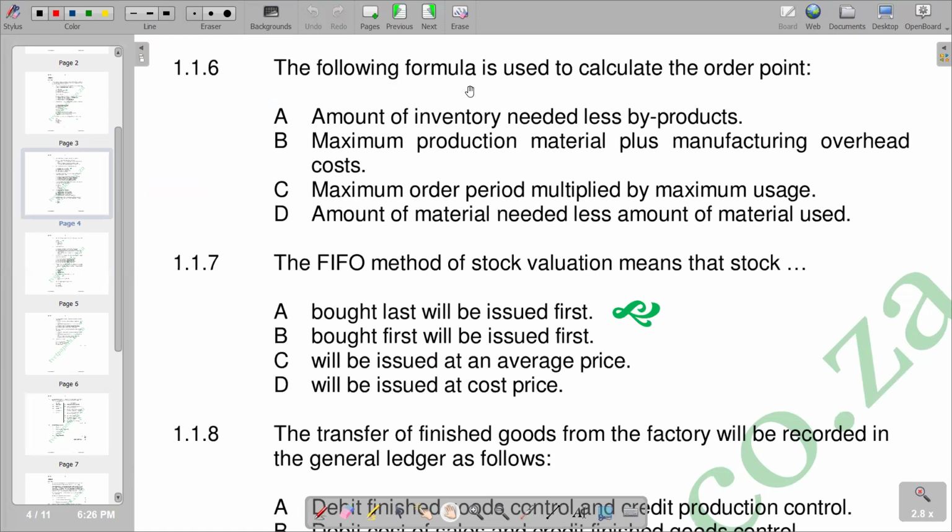1.1.6. Actually, the formula used to calculate the order point. Let's try to identify the correct answer that we have there. We see that the correct answer is C, maximum order period multiplied by maximum usage. So we've got C as the correct answer.